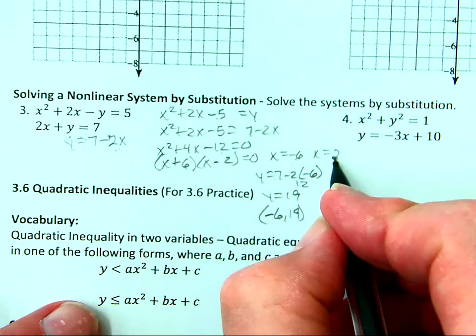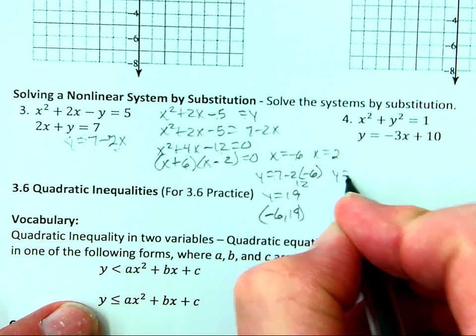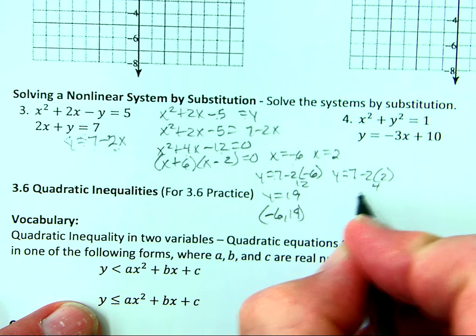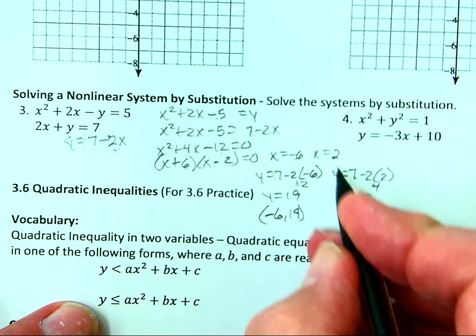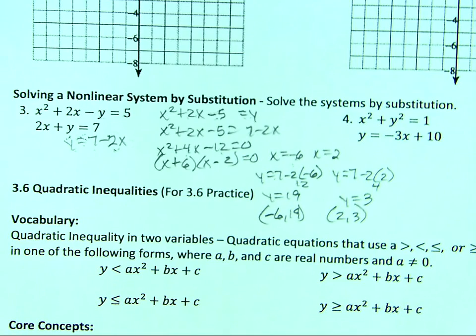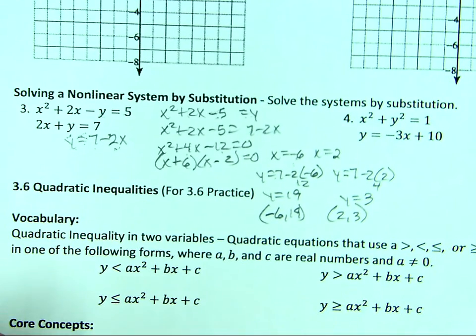Do the same thing with the 2. Plug it into that equation over there. So that'd be y equals 7 minus 2 times 2. Well, that's 4. 7 minus 4 is 3. So when x is 2, y is 3. That's the other solution. That's what you do when you have just a plain y in each one.